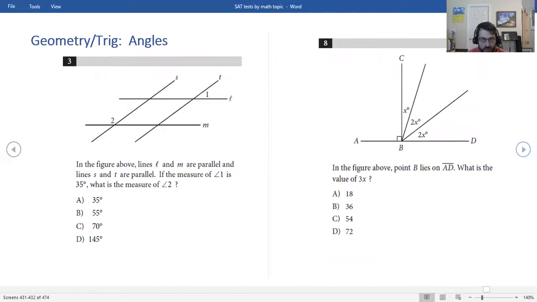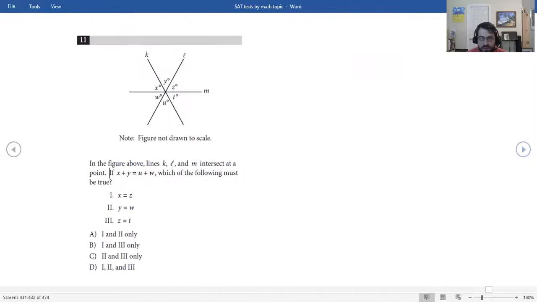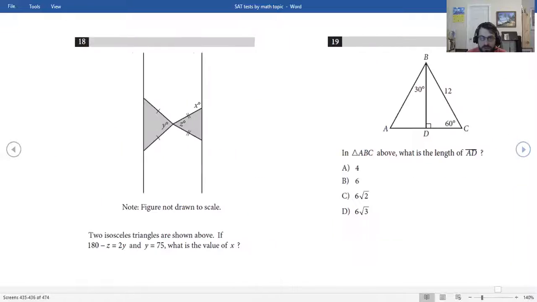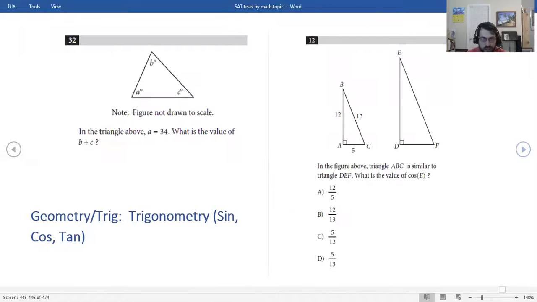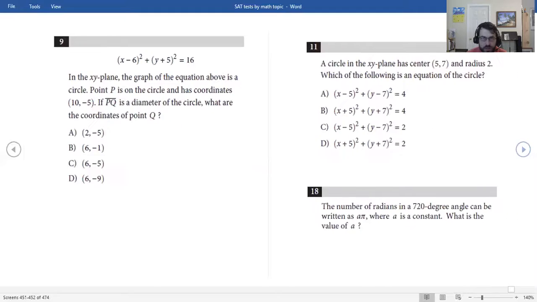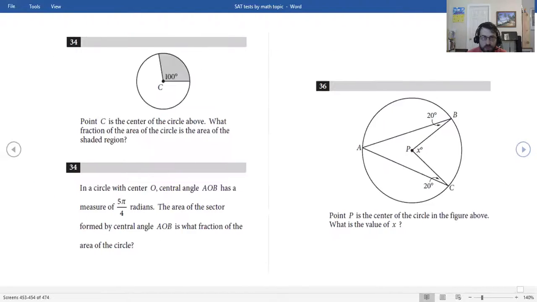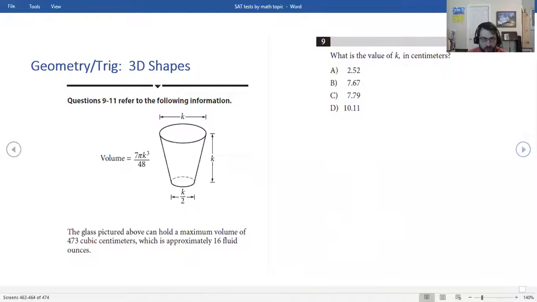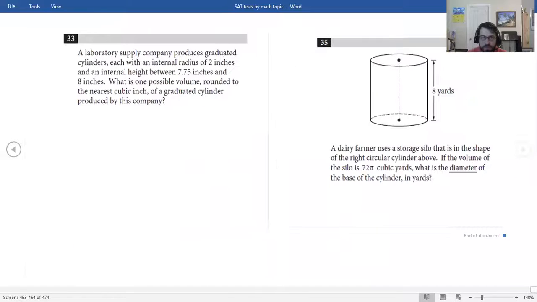And then some geometry and trig, angles, triangles, we have some sine, cosine, tangent, some trig, we have some circles, and then we have some volumes of 3D shapes. And so that's it for that.